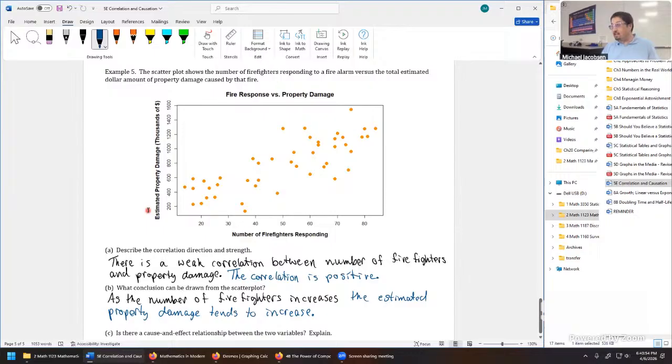Or let me say that a little bit better. Higher numbers of firefighters responding, so I want to mention a direction here. The higher the number of firefighters responding is associated with or is related to higher amounts of property damage estimated. So saying it that way takes the tends to increase out of the problem and might help you to less accidentally convey to the random person you meant cause and effect.